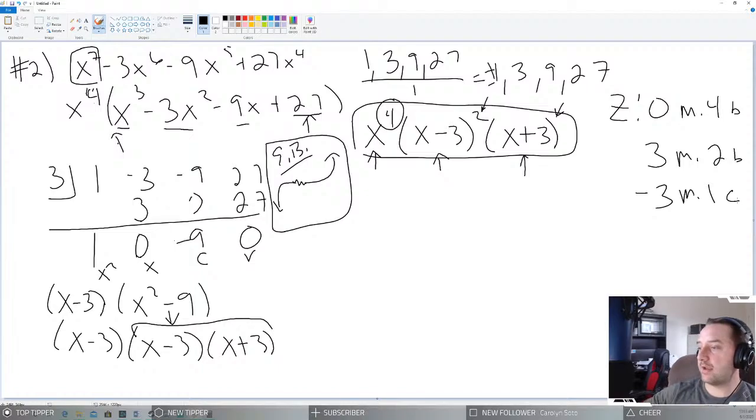The last little piece is the y-intercept. The reason why it's easier to look at the original, because if you just plug in 0 for x, 0 minus 0 minus 0 plus 0, my y-intercept is just 0.